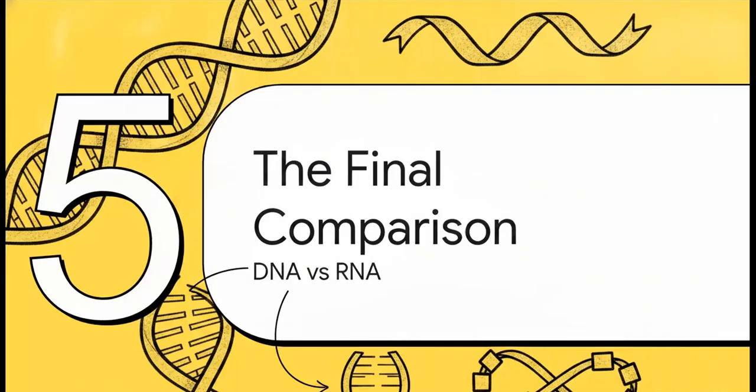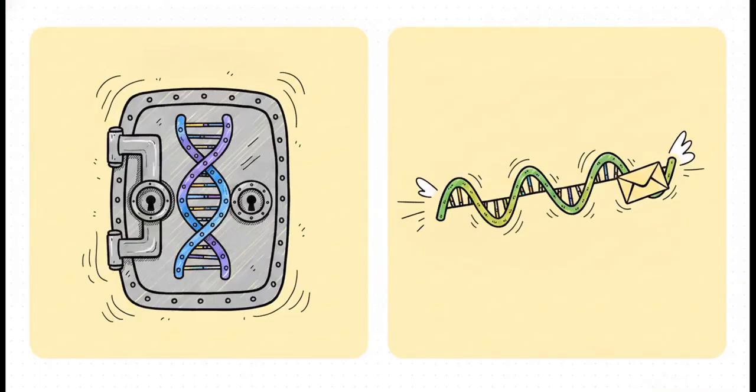Let's move to Section 5 and see how this all builds into the final comparison. Taking a step back, let's lock in everything we've just learned by comparing these vital twin molecules side by side. On the left, we have the vault, DNA. It's double-stranded, built with a deoxyribose sugar, relies on AT and GC bases, and its main job is to securely store genetic information right there in the nucleus. On the right, we have the messenger, RNA. It's single-stranded, uses ribose sugar, swaps in uracil to use AU and GC bases, and acts as a dynamic traveler, navigating the entire cell to actively manufacture proteins.